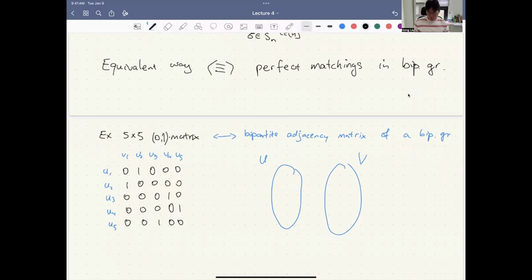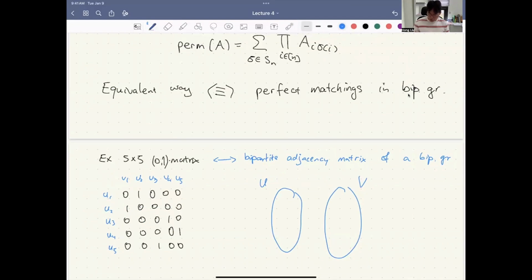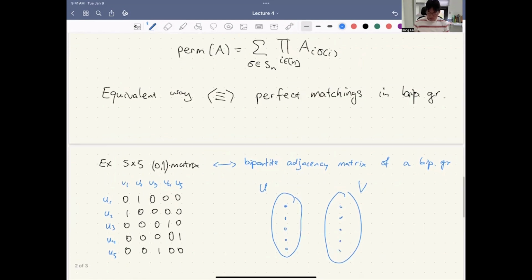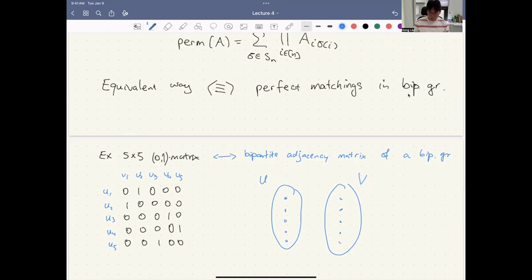Let me draw this graph. Let's draw it together. So U1 is adjacent to V2, so it goes here. U2 goes to V1, like that. And then U3, U4, U5 are kind of shifted by 1. So U3 goes to V4, U4 goes to V5, U5 goes back to V3. This is the corresponding graph.